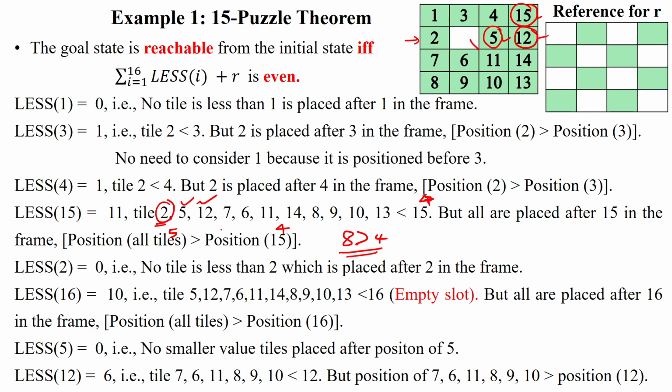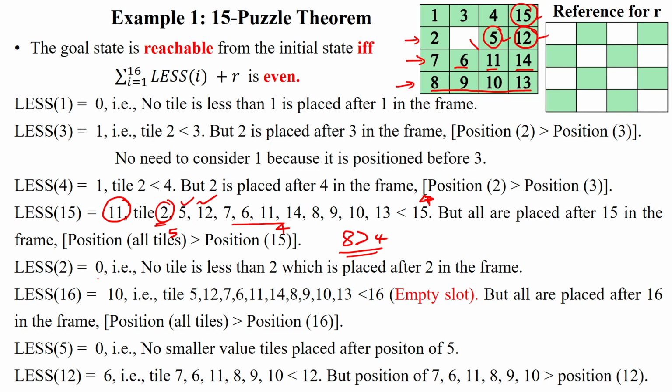Like that, when you are checking all other elements, 7 is also placed after the 15, 6 is also a smaller number but placed after the 15. 11, 14, 8, 9, 10, 13, all the elements are less than 15, but the positions of these smaller elements are greater than that of 15. So we have to count all elements.